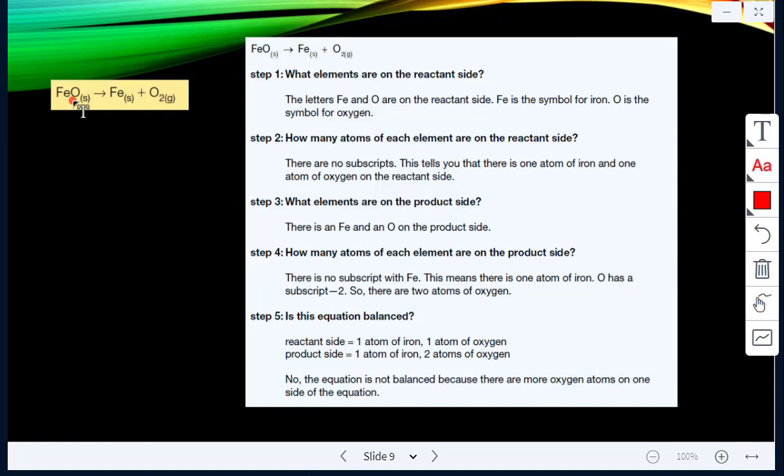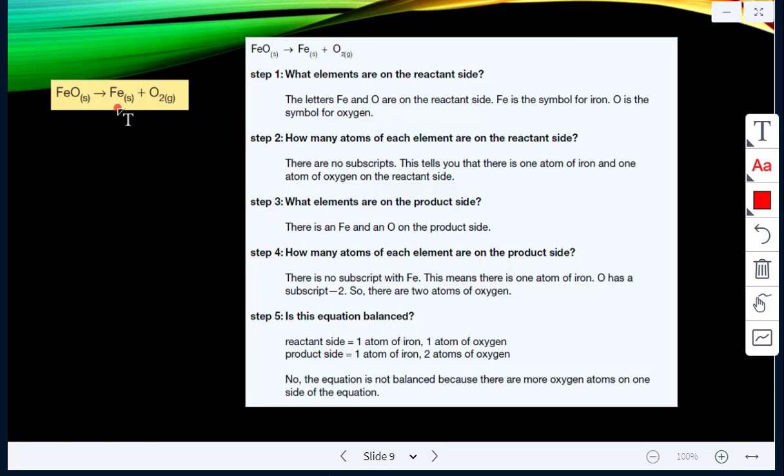Step 2, how many atoms of each element are on the reactant side? So there's no subscripts, so that means there's 1 atom of iron and 1 atom of oxygen on the reactant side. Step 3, what elements are on the product side? So we're going to go to the right-hand side of our arrow. So we have Fe, which is iron, and O represents oxygen.